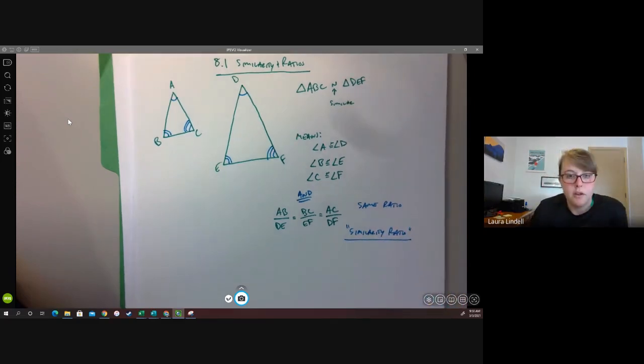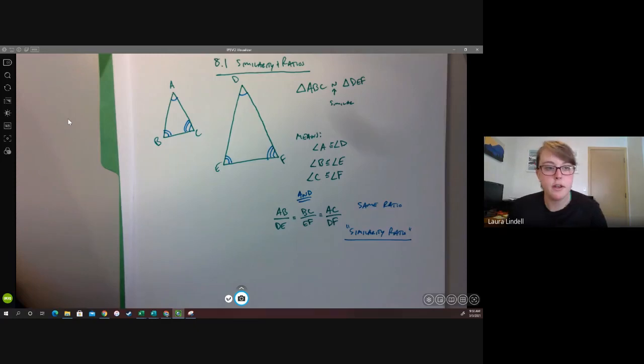Okay. So there's a couple different things that we want to be able to do with similarity ratios today. The first thing we want to be able to do is find a similarity ratio given two shapes that are similar to one another.